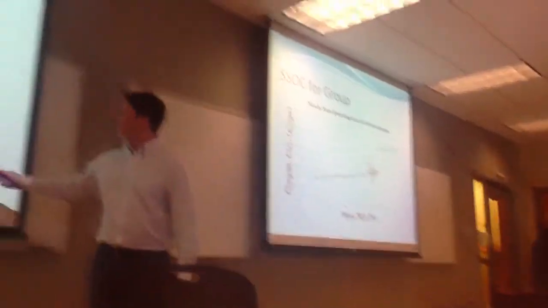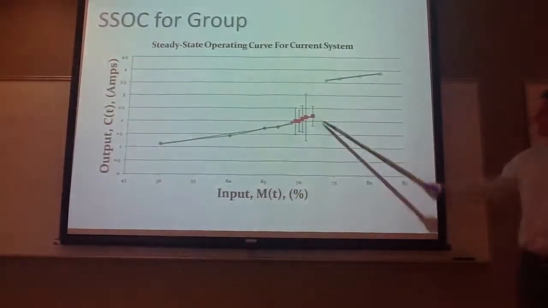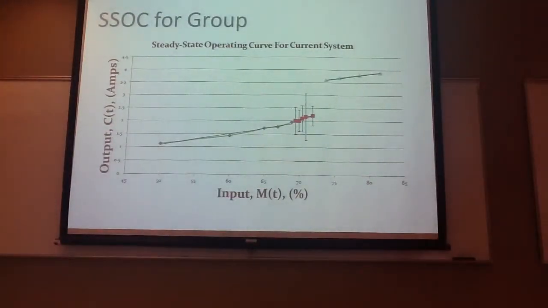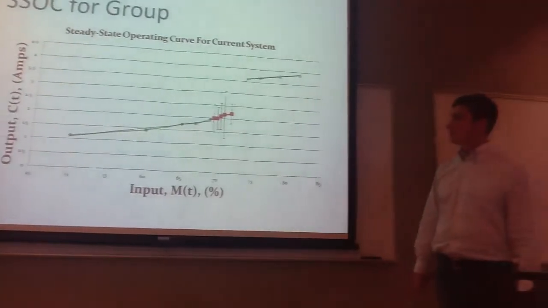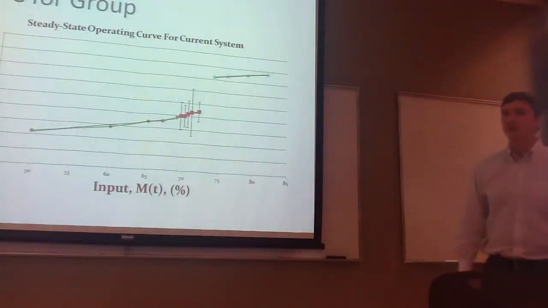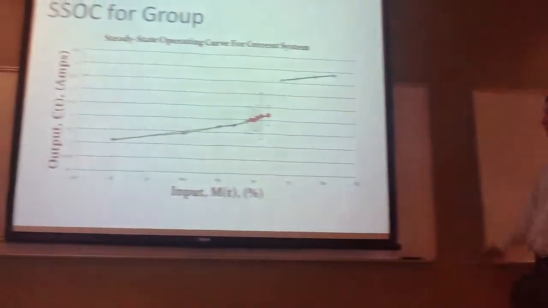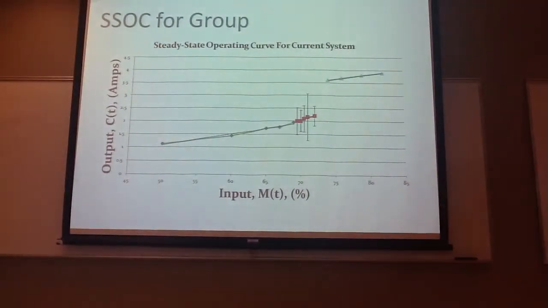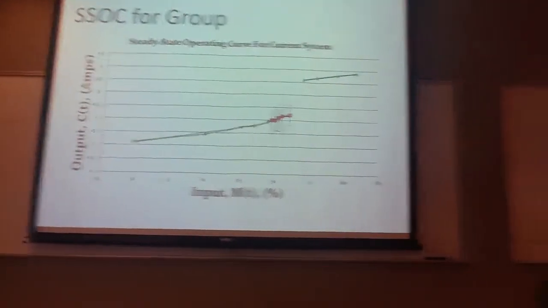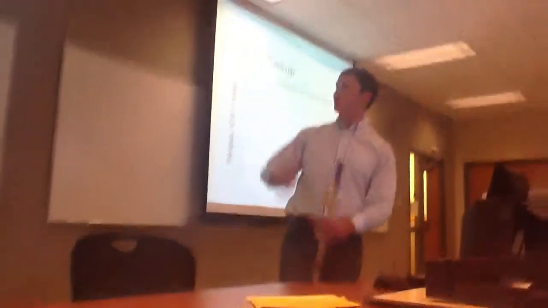Here's the steady state operating curve for the group. In this graph, it shows that there's a huge gap right here. This is due to the amount of output that we get based on the input that we put in. It was very difficult to fall within the 2 to 3 amp range, higher than 2.5 amps. And it was also very difficult to fall below 3.5 amps with the input percentages that we tested.